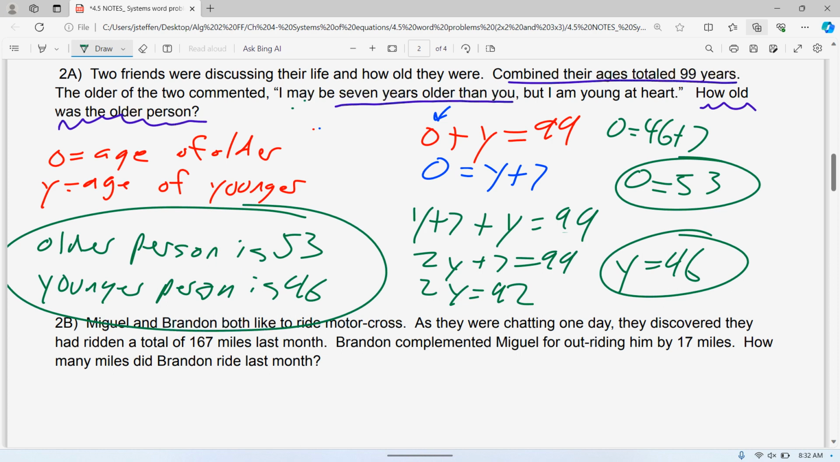And I don't think it's this test, but I've given a test before, I think when I was at Goshen, where a lot of people that missed it, when they finally got their answer, had that the younger person was actually older than the older person. So make sure you double check that.